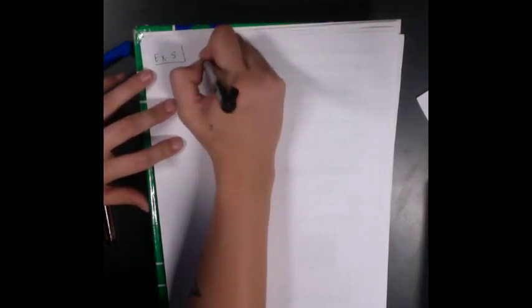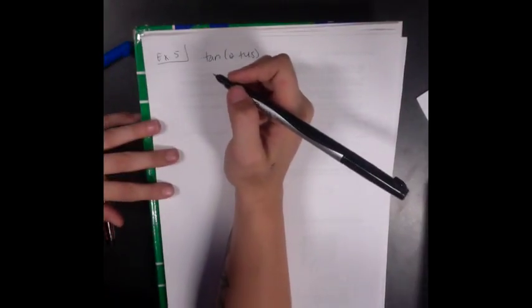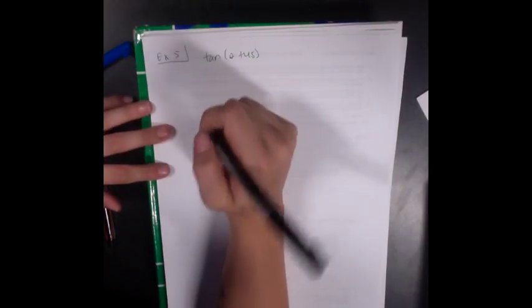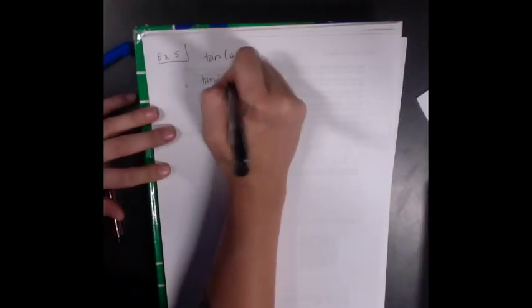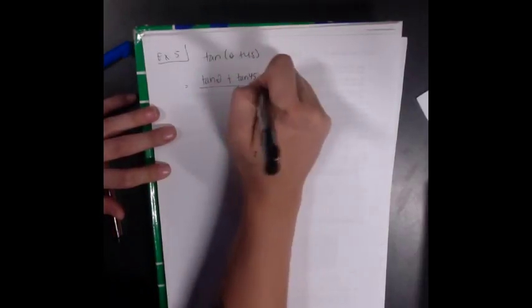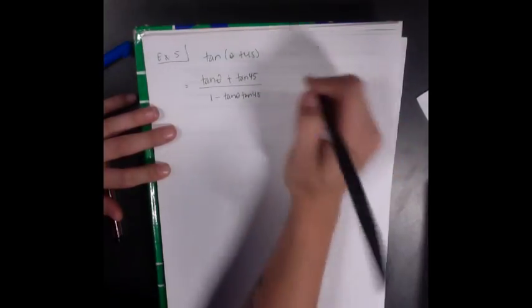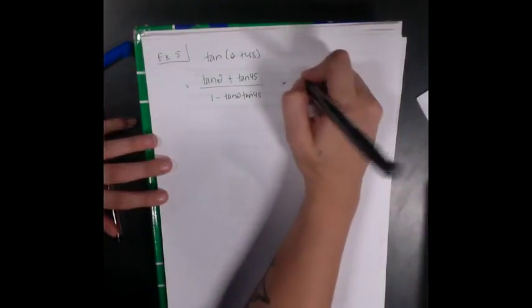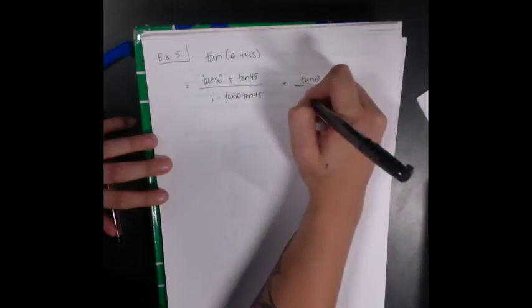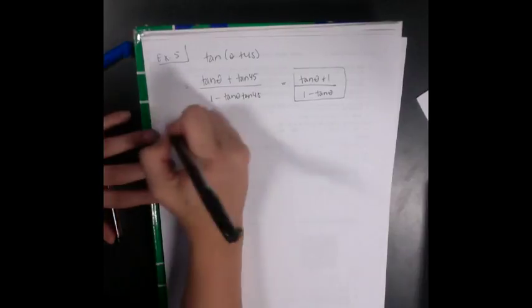Example 5, we're going to do the tangent of theta plus 45. Okay, this is just like the tangent of a plus b. So this gives me the tangent of theta plus the tangent of 45 over 1 minus the tangent of theta tangent of 45. And we know that the tangent of 45 is 1, so this gives me the tangent of theta plus 1 over 1 minus the tangent of theta. Let's do another one.